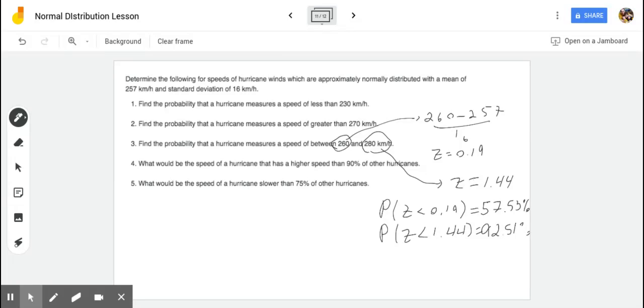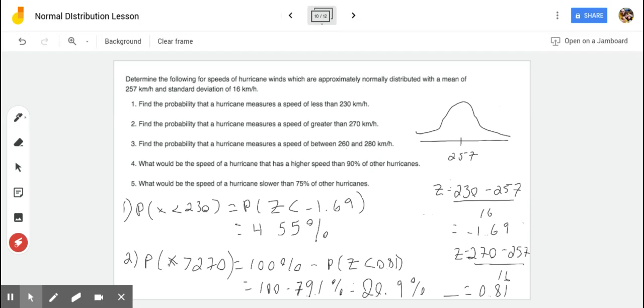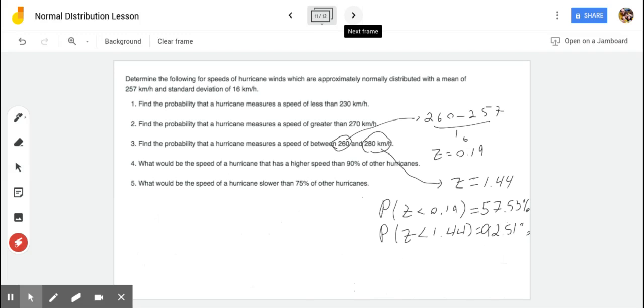And so that means the probability that you're between, if you go back to the chart, 260 and 280. So if you know that you're less than 280 and that you're less than 260, if you subtract those two, you can get between 260 and 280. So if we subtract 2.51 and 57.53, we get 34.98 percent. So that's the probability that we're between.